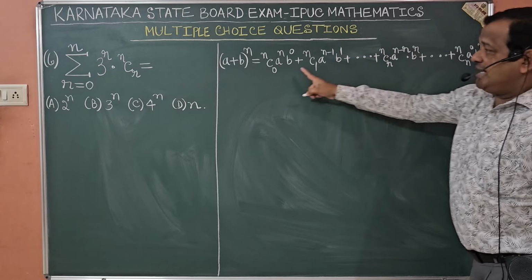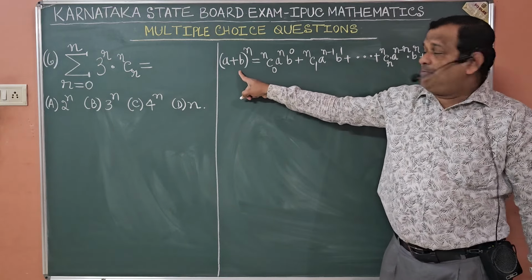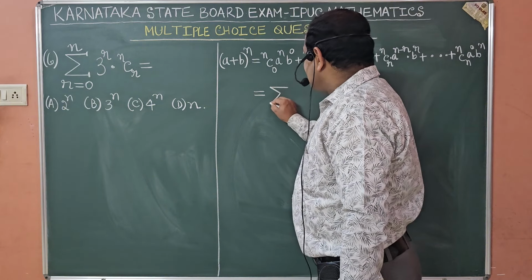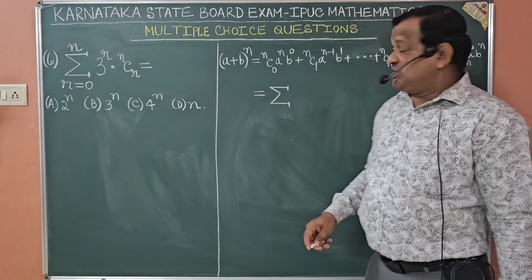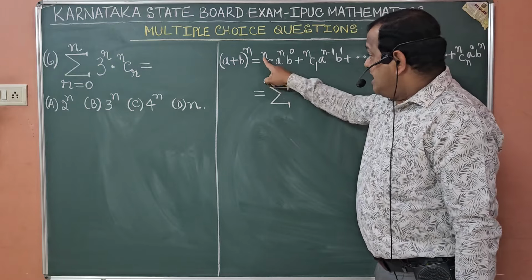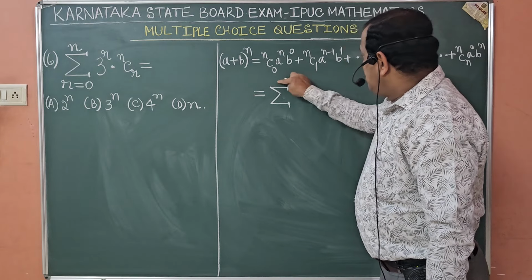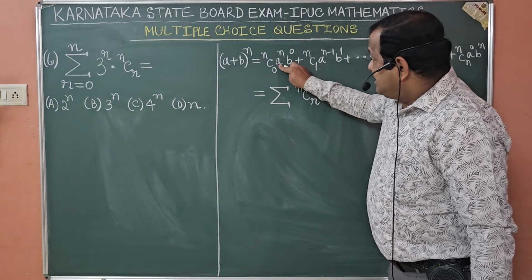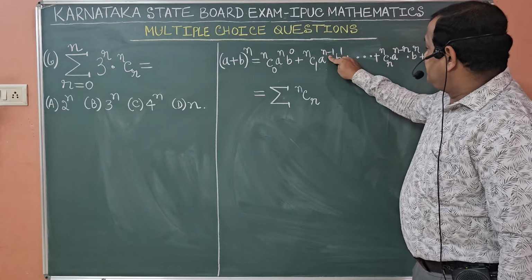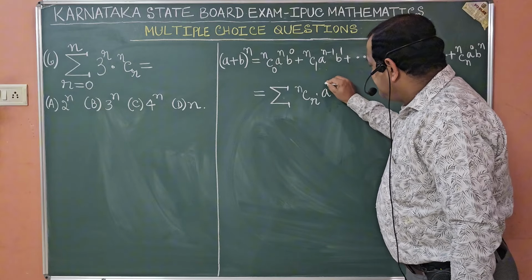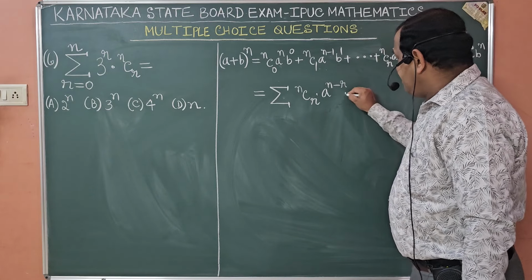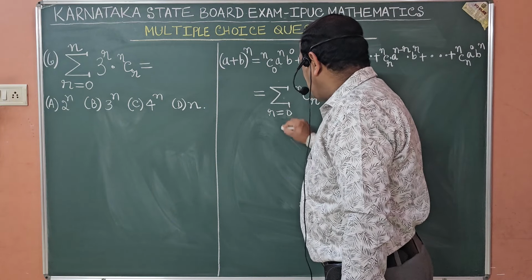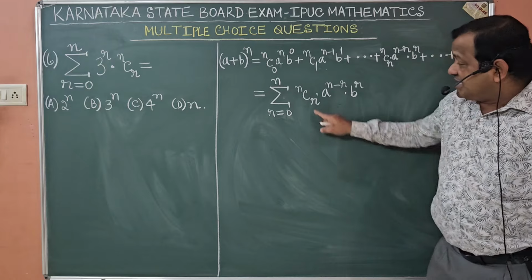So this full expansion, (a plus b) whole power n, the right hand side can be summarized and written as a summation. Sigma, I will write nCr in general instead of writing 0, 1, etc. Instead of writing a power n minus 1, etc., I will write in general a power n minus r into b power r, where r varies from 0 to n. Please understand this properly.